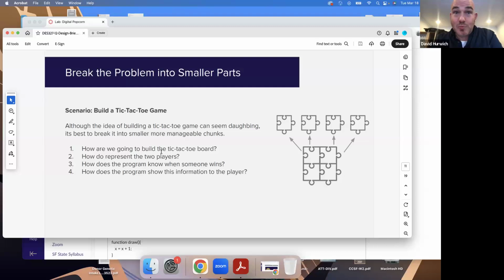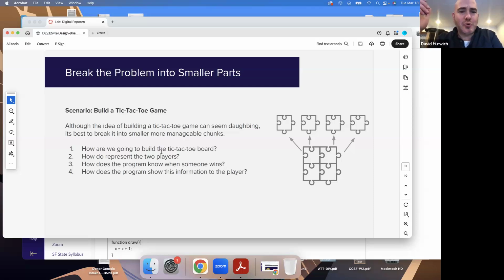There's the literal visual board. How are you going to do that? How are you going to represent how players take turns? Because one person goes and the other person needs to go. How does the program know when one person has won? What happens if neither side wins?